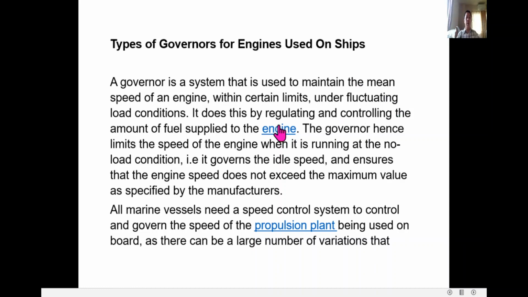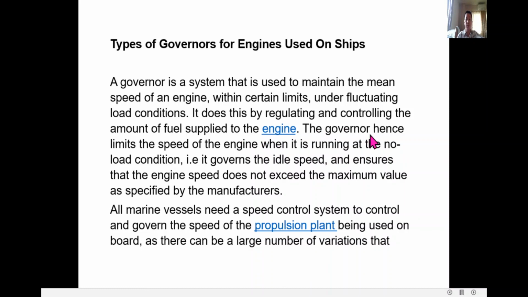So a governor is a system used to maintain the engine speed within certain limits under varying load conditions. It does this by regulating and controlling the amount of fuel supplied to the engine. So remember the keywords: regulating and controlling the amount of fuel supplied to the engine. So that is the function of the governor.